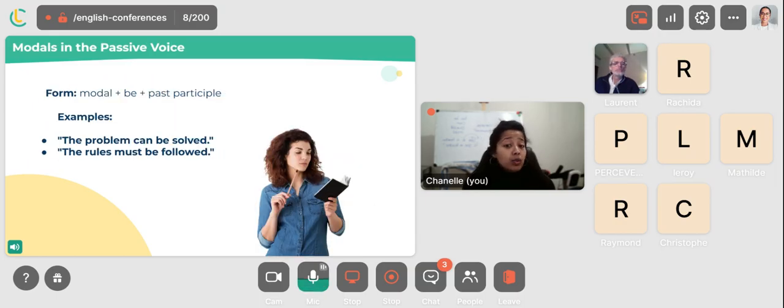Let's look at our modal verbs in the passive voice. Your form, you will have the modal plus be plus the past participle. For example, the problem can be solved. The rules must be followed. So you are seeing a continuous pattern of the verb to be. It is always present.